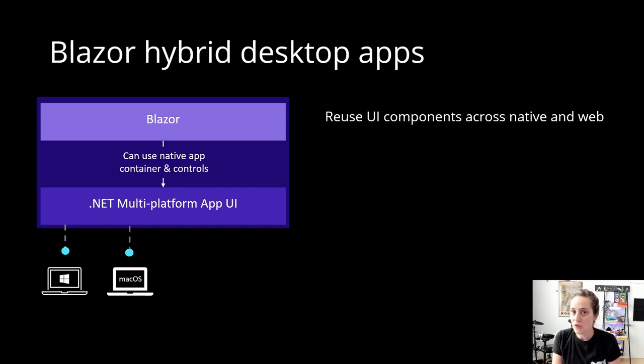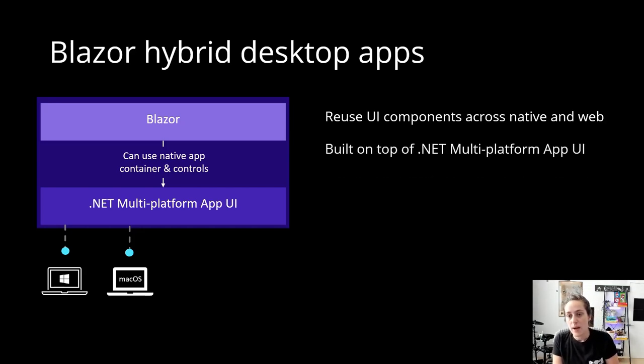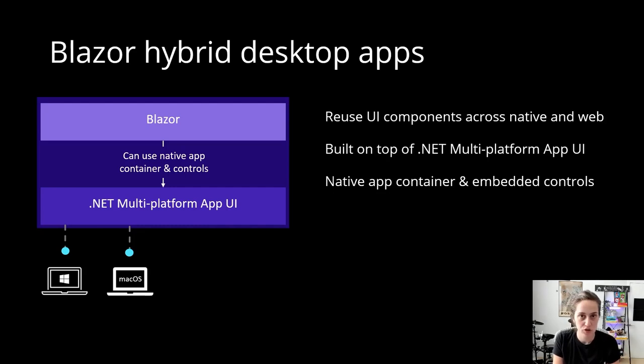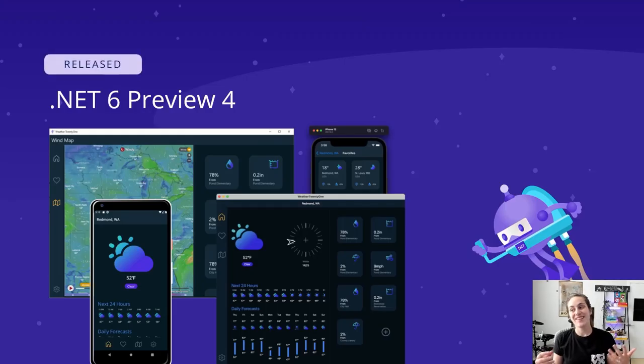You can reuse all those UI components across native and web, and you can embed controls into it. So if you need specific native things like offline support or a toast notification or any of these things, you can do that all within the .NET MAUI app that's housing your Blazor app. And all the data is shared, so it's not like you're maintaining two states. It's just your app now running on the desktop instead of in a browser. This is also going to be GA in .NET 6, but you can start trying these things out now with .NET 6 Preview 4, which I've been really calling the MAUI release.